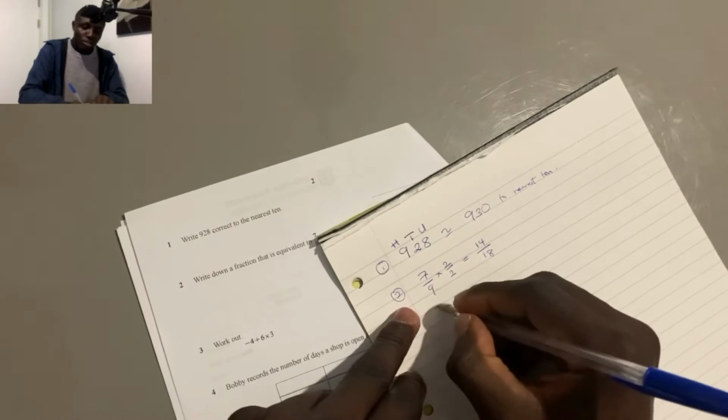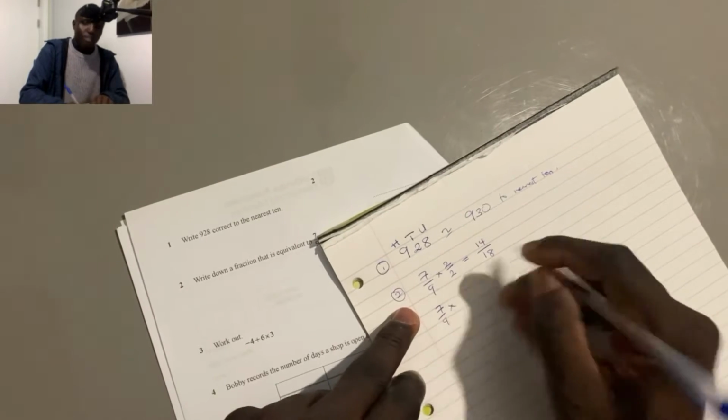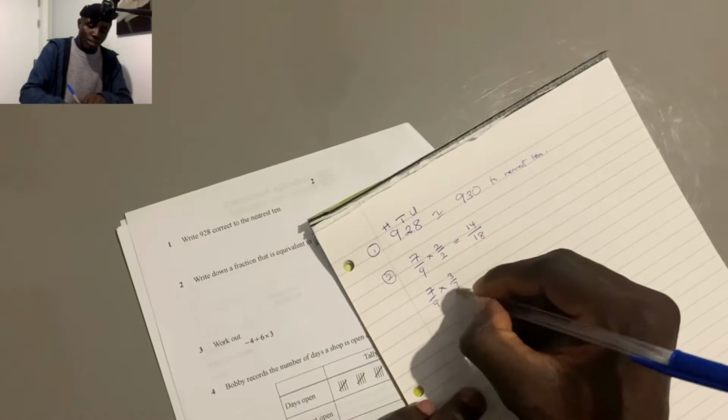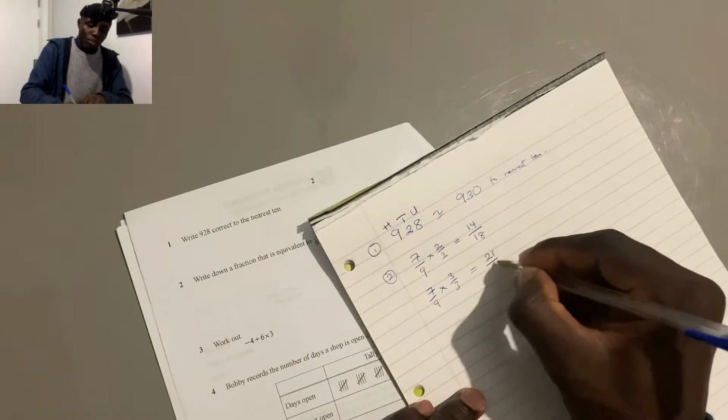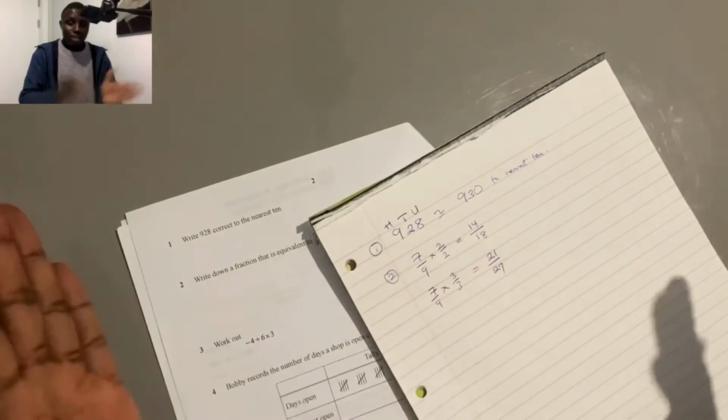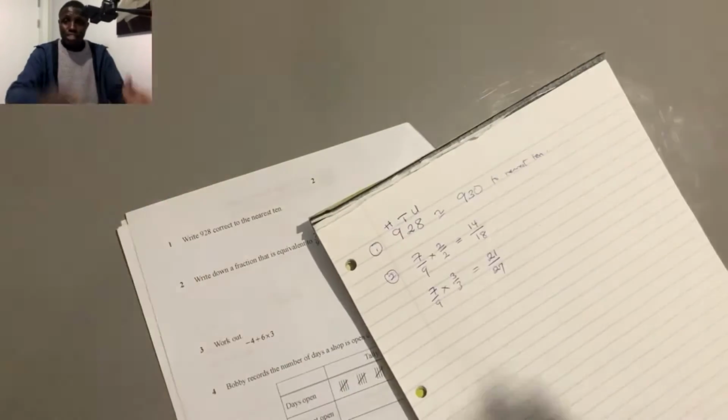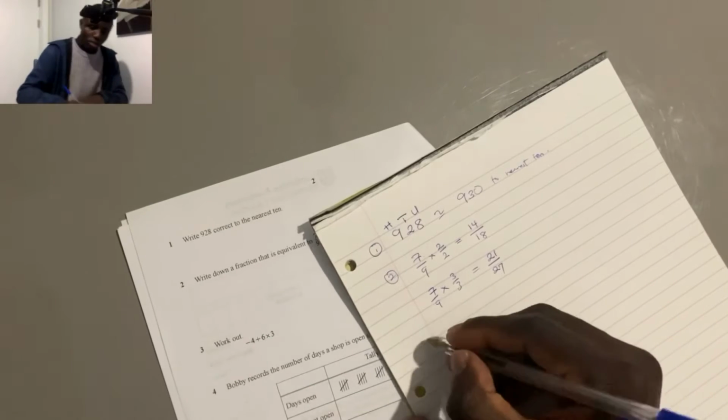Then you can also decide to multiply by 3. Multiply by 3/3. You are going to have 21/27. So now these are the equivalent fractions, but we are asked to just get an equivalent fraction. They didn't mention how many, so just one is enough. And so let's move to the next question.